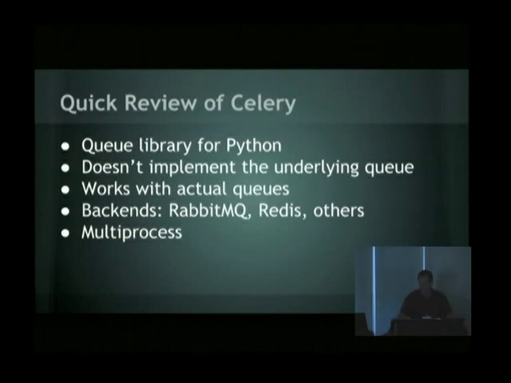Most of the time, people use RabbitMQ as their queuing library when they're using Celery. You can also use Redis. I believe you can actually use Postgres as a backend, too. There are several other backends, but Celery was really built to work with RabbitMQ. It has a lot of specific stuff to make it work well with RabbitMQ, and it uses the AMQP protocol to talk to it.